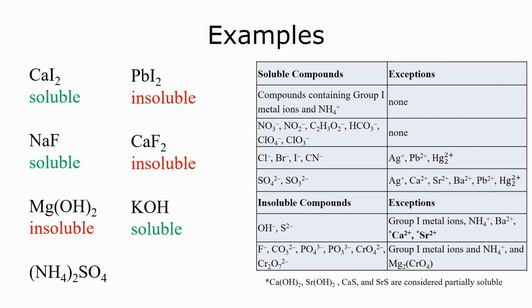Ammonium sulfate, well, we can look up either ammonium or sulfate. We see that sulfates are generally soluble, except paired with silver, calcium, strontium, barium, lead 2, and mercury 1. But ammonium, all ammonium compounds are considered soluble.